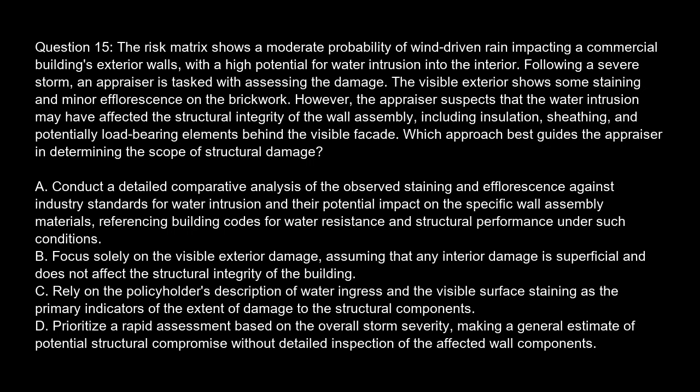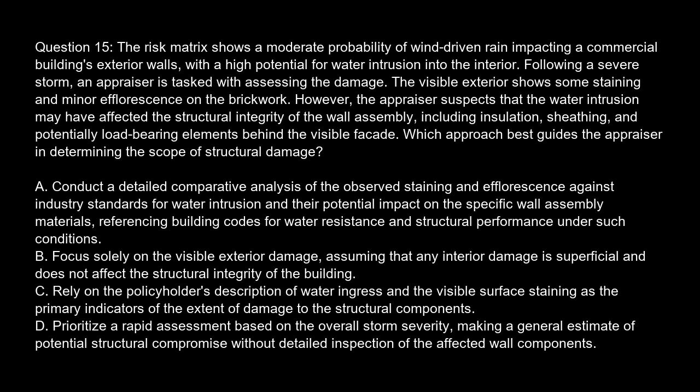Question 15. The risk matrix shows a moderate probability of wind-driven rain impacting a commercial building's exterior walls, with a high potential for water intrusion into the interior. Following a severe storm, an appraiser is tasked with assessing the damage. The visible exterior shows some staining and minor efflorescence on the brickwork. However, the appraiser suspects that the water intrusion may have affected the structural integrity of the wall assembly, including insulation, sheathing, and potentially load-bearing elements behind the visible facade. Which approach best guides the appraiser in determining the scope of structural damage?